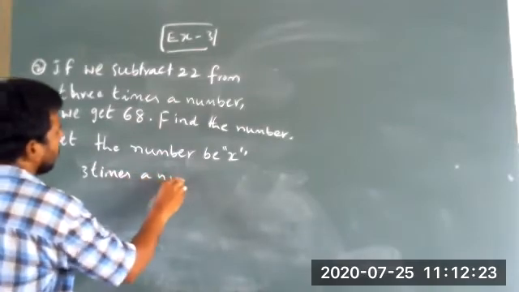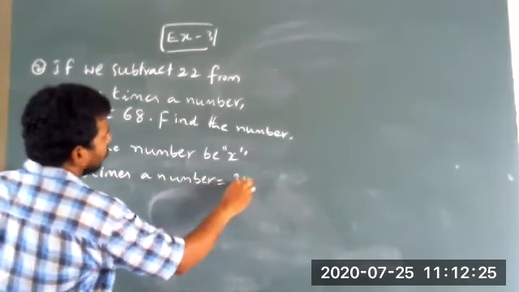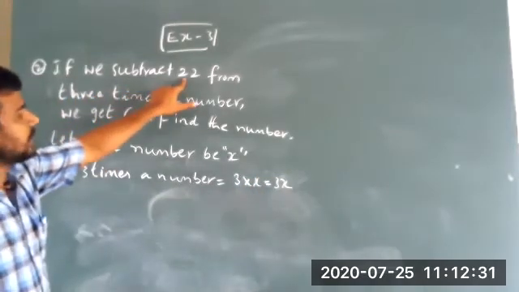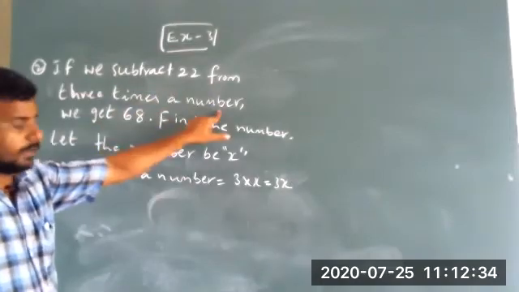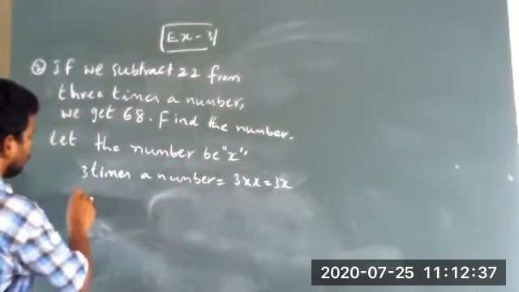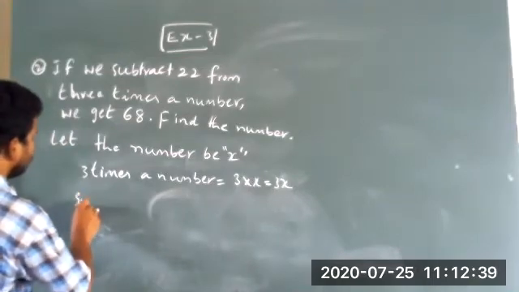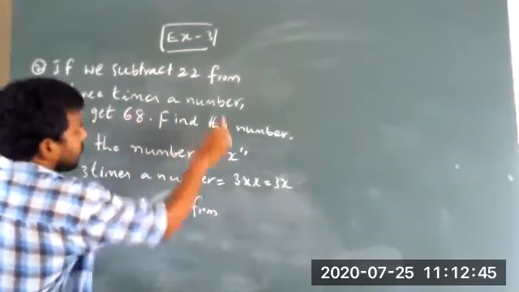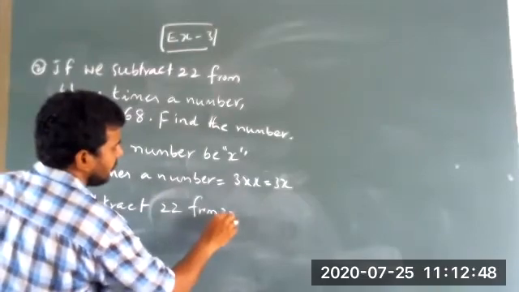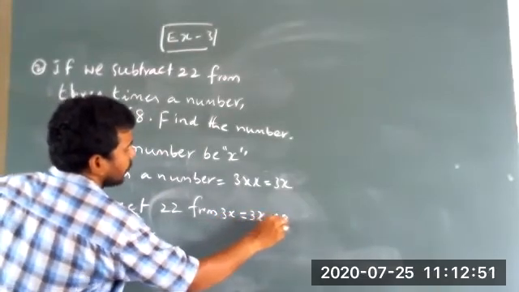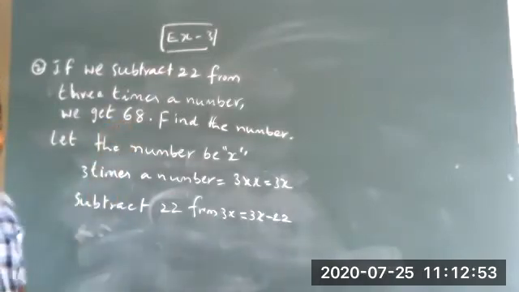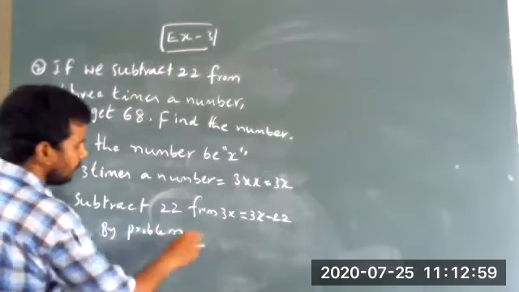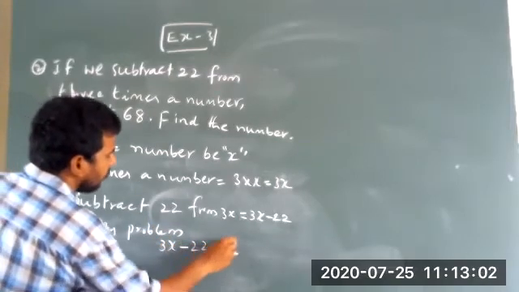3 times a number means 3 into x equal to 3x. We subtract how much, children? 22 from 3 times a number. That means 3x minus 22. We get how much, children? 68. By problem, 3x minus 22 equal to 68.